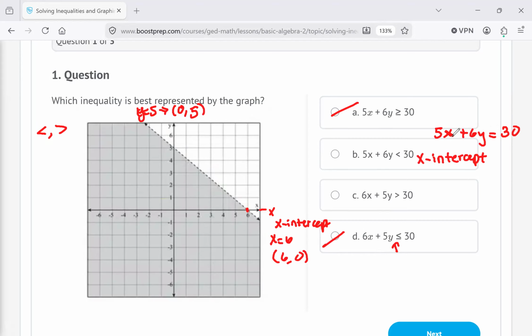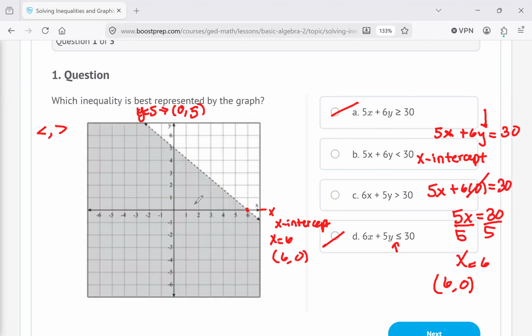So how do you find the x-intercept for any graph? Well, according to the notes, you set y to 0 and solve for x. So it's going to be 5x plus 6 times 0 equals 30. So this cancels, and then you're left with 5x equals 30. Divide this by 5, and then x equals 6. Hey, lo and behold, we do have an x-intercept of 6, or you can write it as a coordinate 6, comma 0. So maybe this is the one.